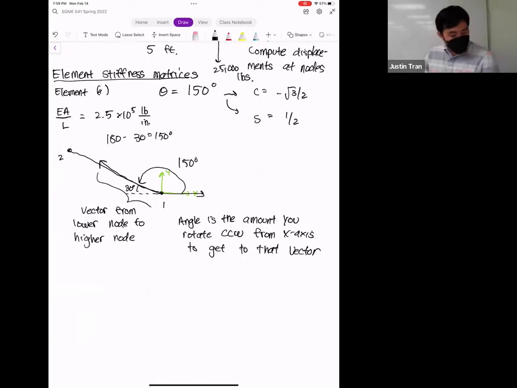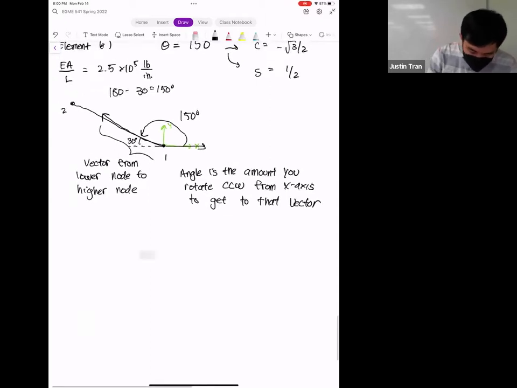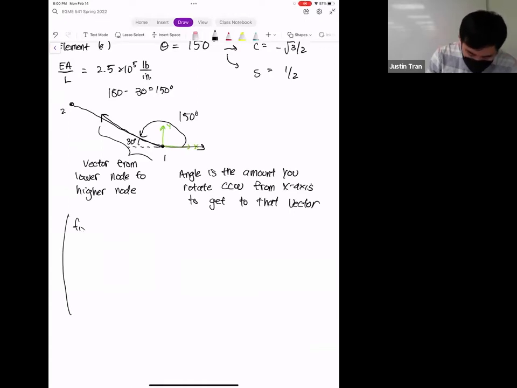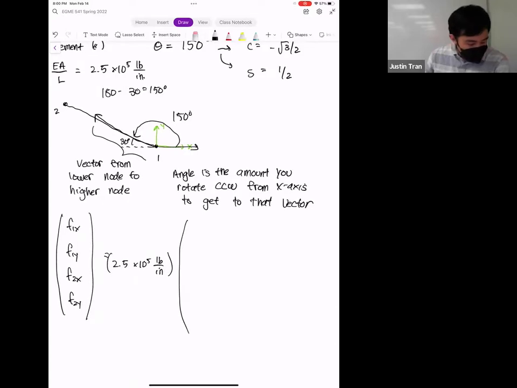Okay, all right, now that we know the angle and we know what cosine and sine are, we can go ahead and run through the element stiffness matrices. The element stiffness matrix for A is going to be F1x, F1y, F2x, F2y equal to 2.5 times 10 to the 5th pound per inch. In the interest of time, it's already 8 o'clock, so I'm going to just fill in the values for this. It's going to be 3/4, minus √3/4, minus 3/4, √3/4. Then 1/4, √3/4, minus 1/4.